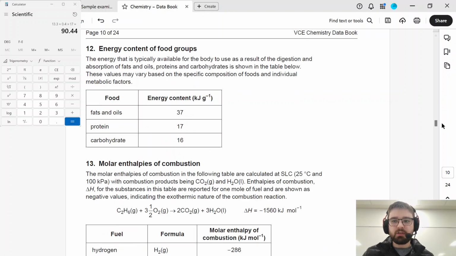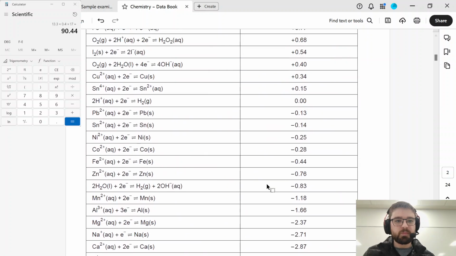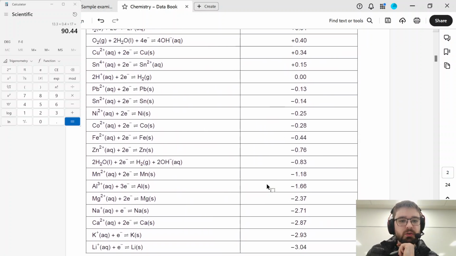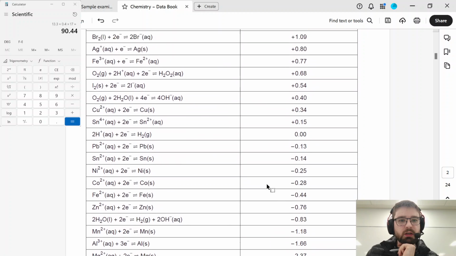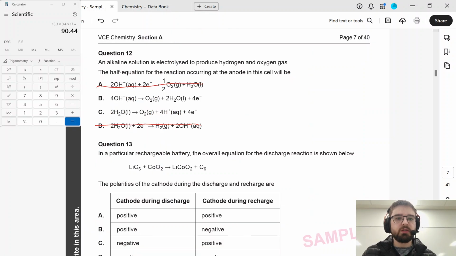Let's have a look at the electrochemical series. So we've got our hydroxide here, and we've got our water. So if there's an option between hydroxide or water being oxidized, it is going to be the hydroxide, and so that is going to be that one there.